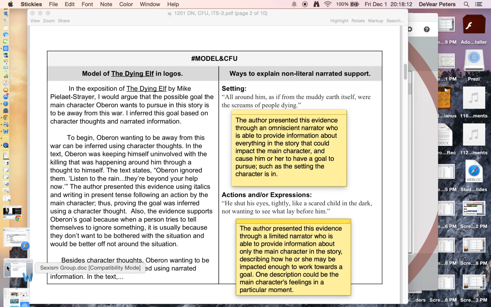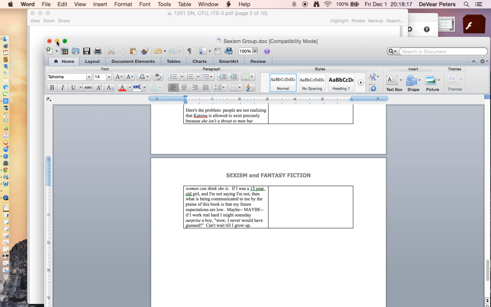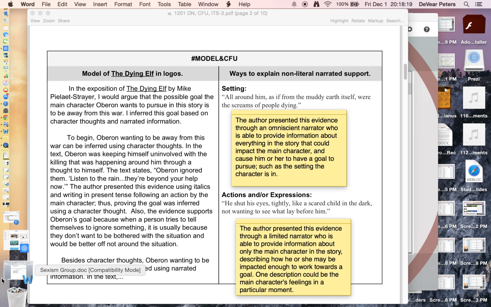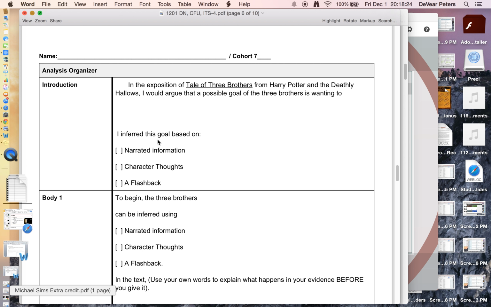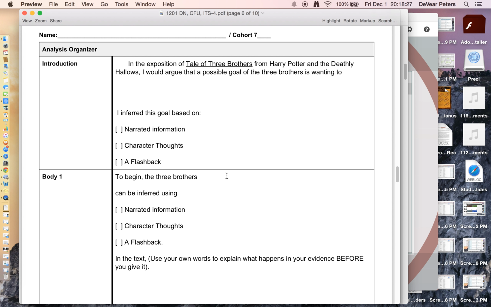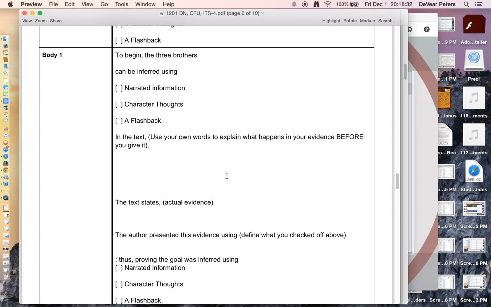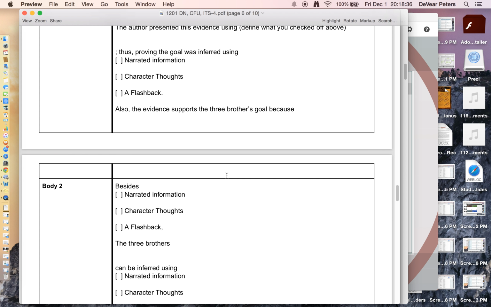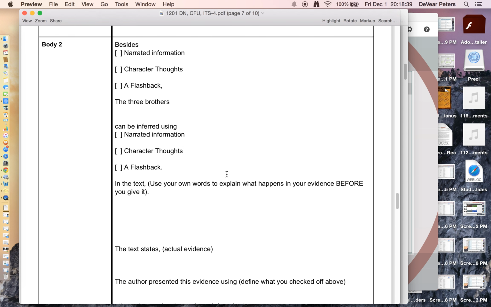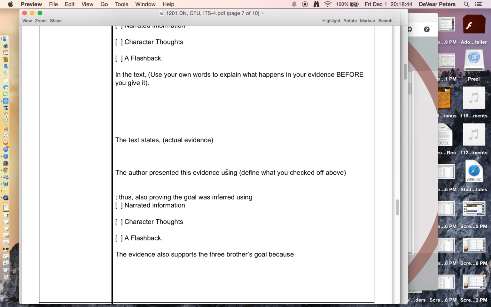You have a sheet that I provided to you with stems. And so let me bring that up for you. I pretty much just broke down that model in CFU and did the exact same thing. So this is for Tell of Three Brothers, and everything is pretty much in there, and you just check off and all of that. But again, if you use this and you turn this in, the best grade you're going to get is AP, which is an 85, meaning that you are proficient.